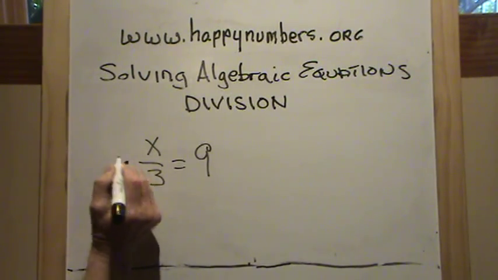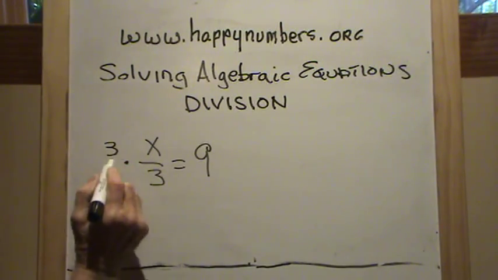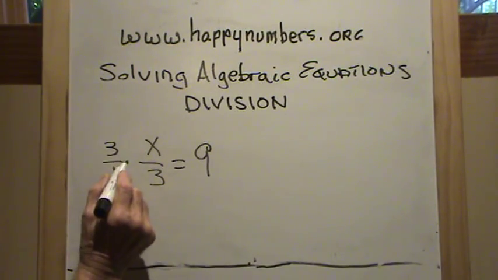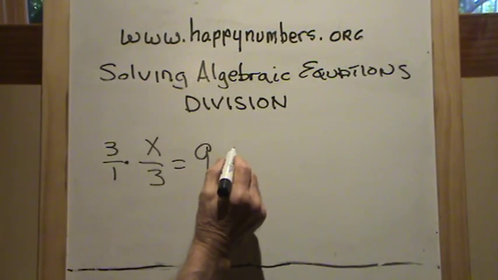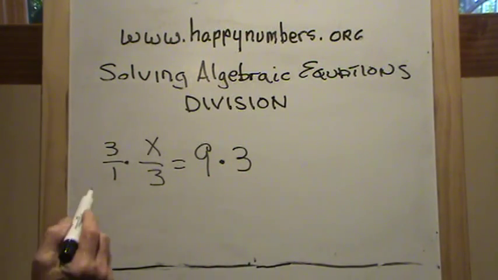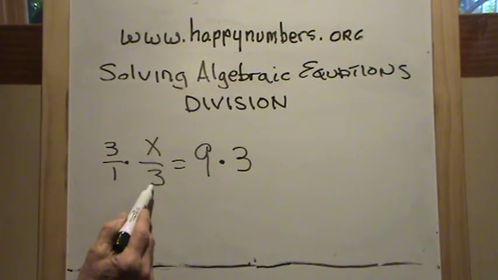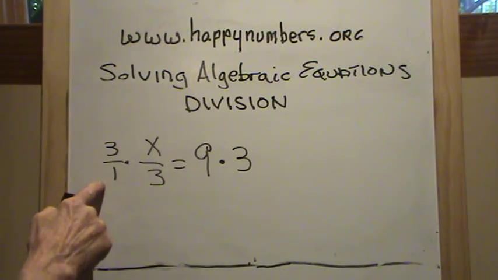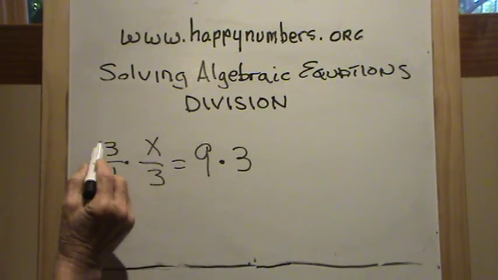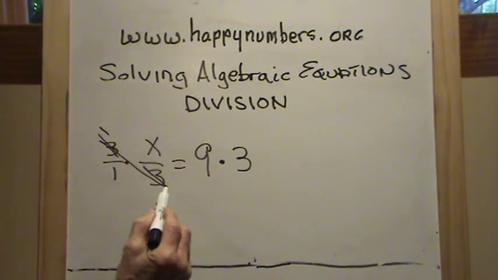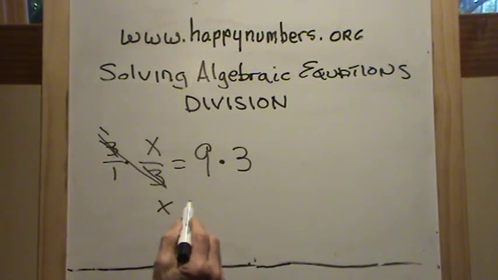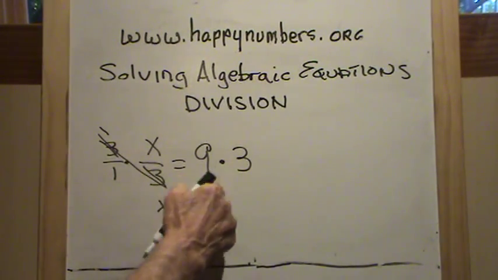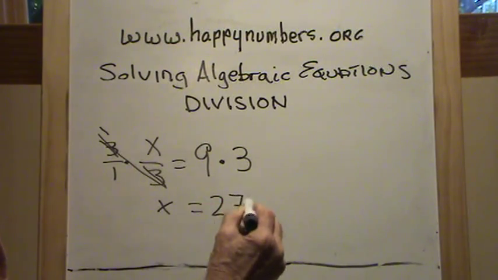So we can multiply this by 3 or 3 over 1. It's the same thing. And we know if we multiply this side by 3, we have to multiply this side by 3. Well, if I'm multiplying x over 3 times 3 over 1, which is the opposite, the reciprocal, I can cancel this out and cancel this out. So this all cancels out and I'm left with just x. And x is equal to, and now I have to multiply this side by 3. 9 times 3 is 27.